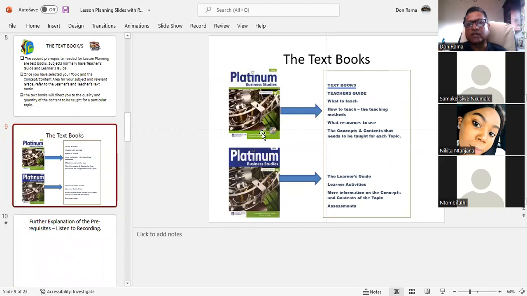So as I said to you, there are textbooks for the teacher's guide and learner's guide, right? So the teacher's guide tells you what to teach. It also gives you an idea of how to teach it, what teaching method to use, and what resources to use. And it focuses you on the concept and the content that needs to be taught. The learner's guide gives you more activities. It gives us activities which the learners need to do, and assessments.